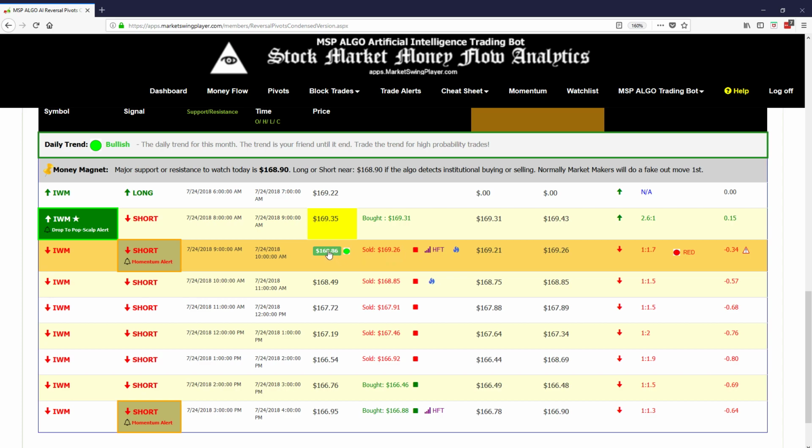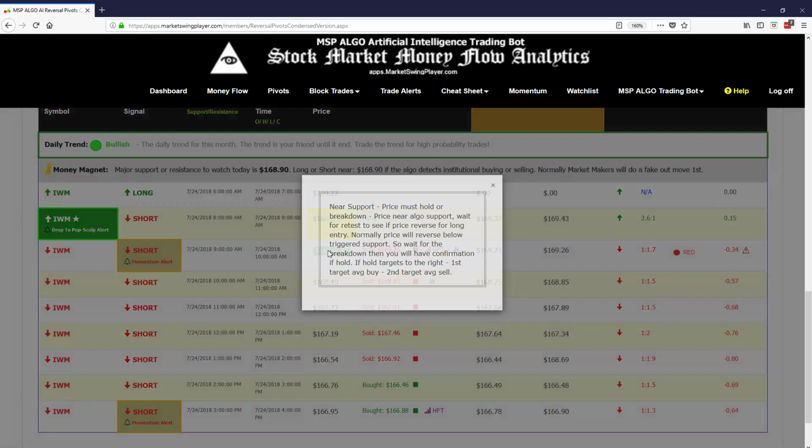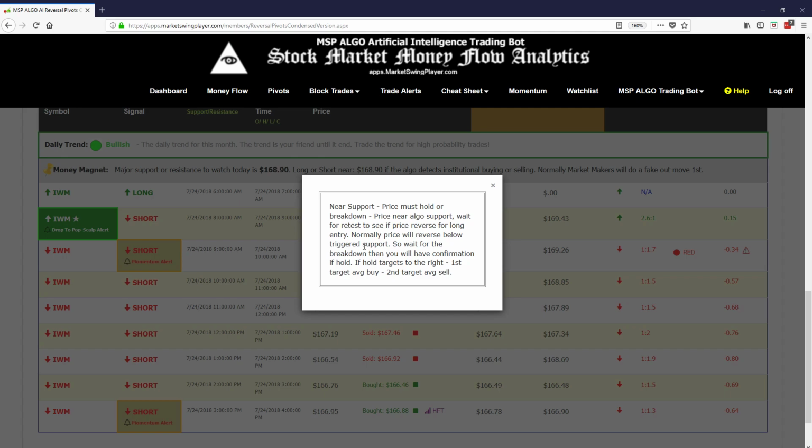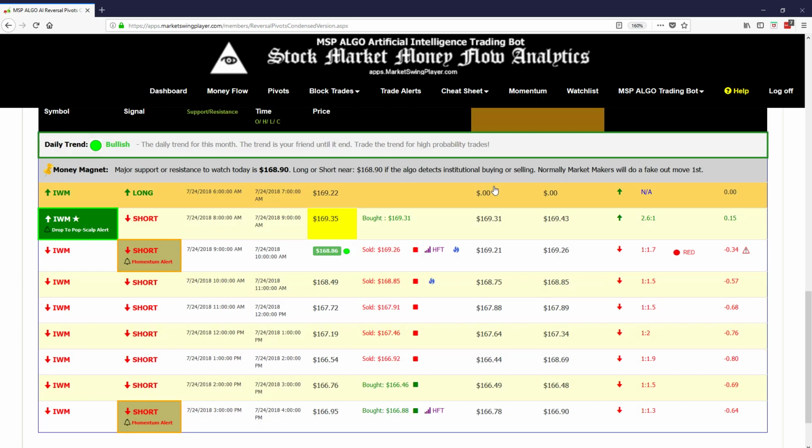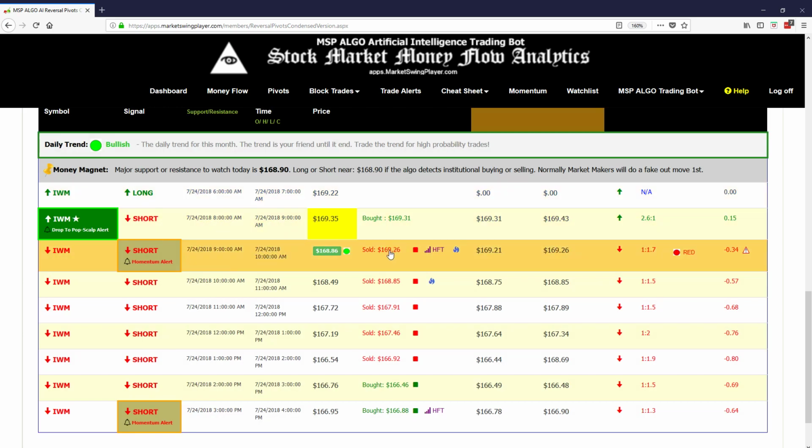So now we see the algo is saying that price is near support here. The algo support, but intraday resistance is about 169ish. Okay, so we could see that a sell went through.